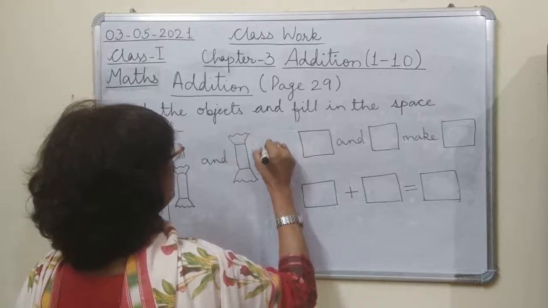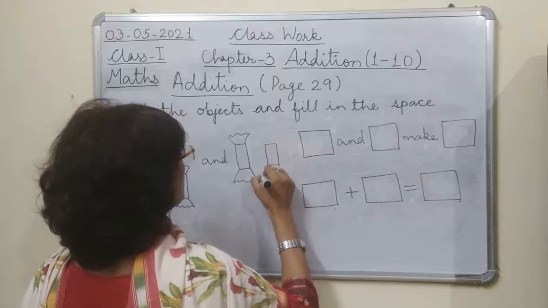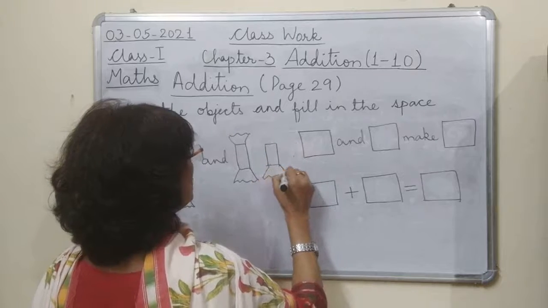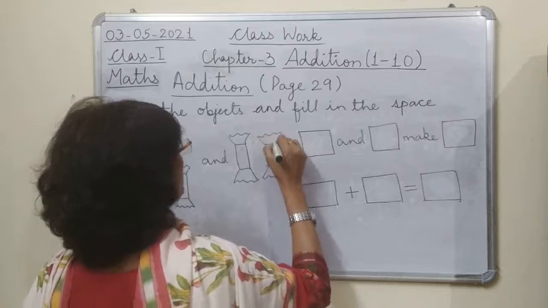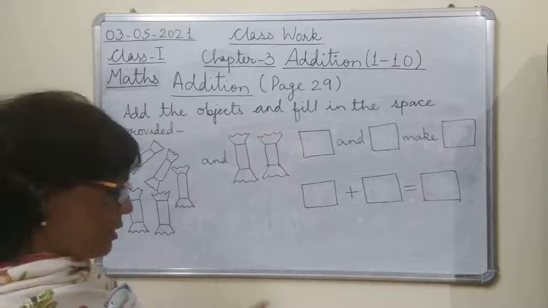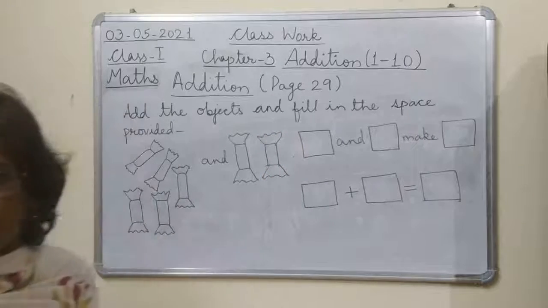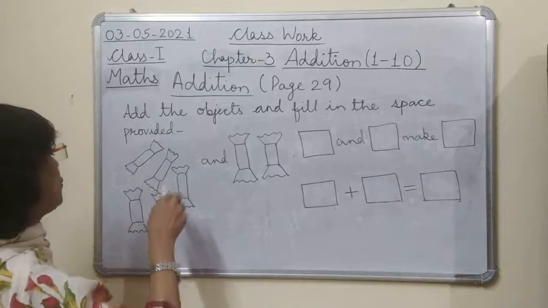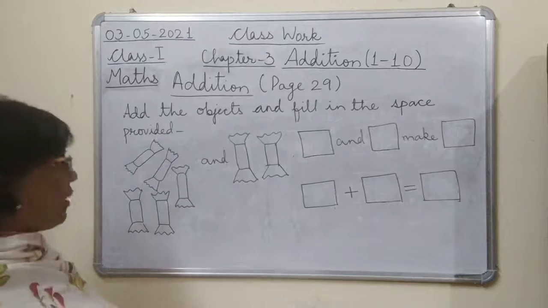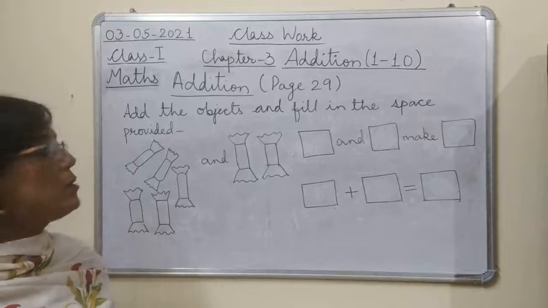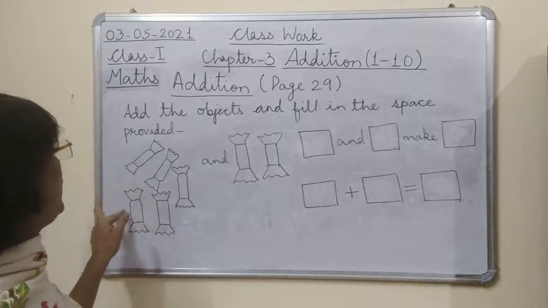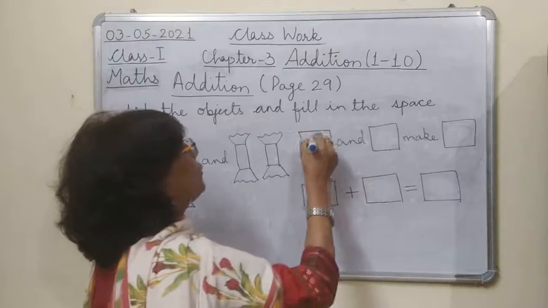And here we see only 2. ठीक है. Here we see only 2. ठीक है. So that means how many toffees? 1, 2, 3, 4, 5. 5 toffees. So we write 5 here.